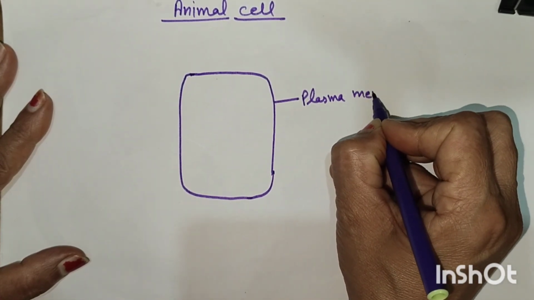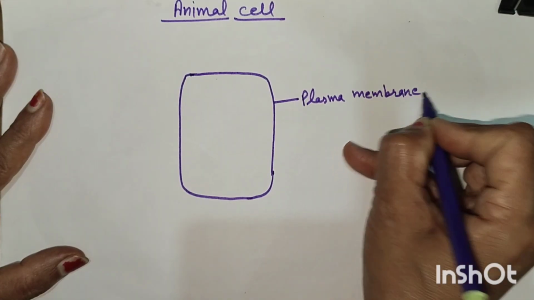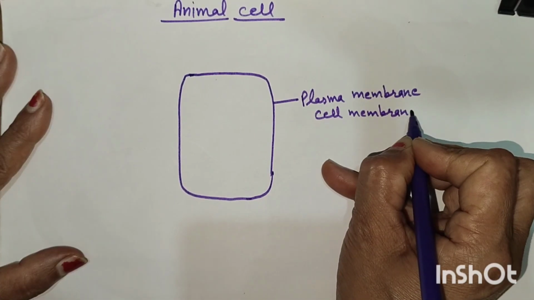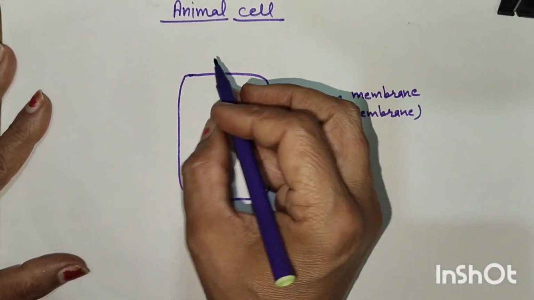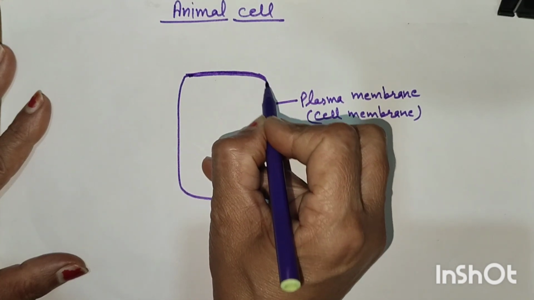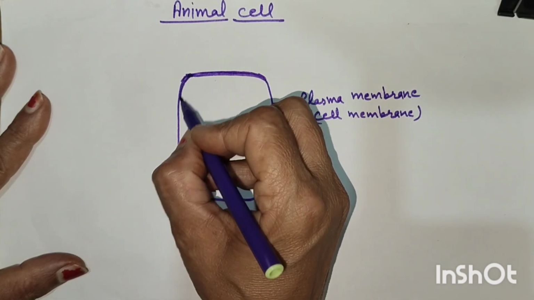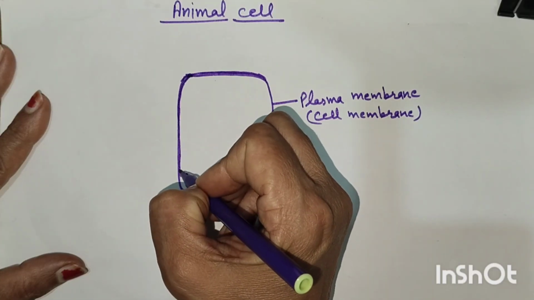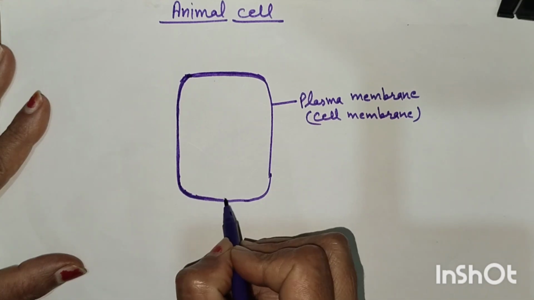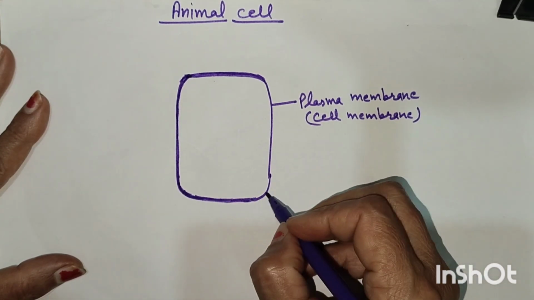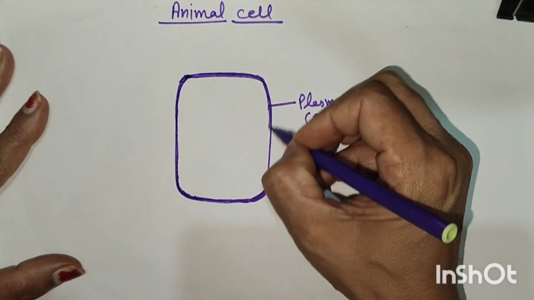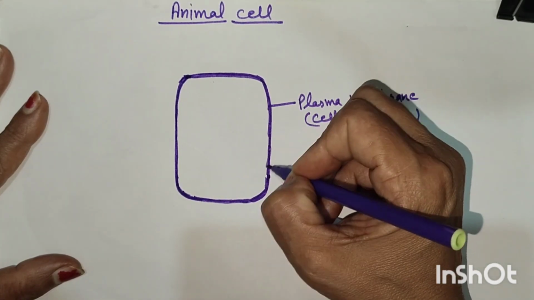Plasma membrane or cell membrane. It is highly elastic. It is also called selectively permeable membrane because it selects the material for entry and exit within the cell. This is called plasma membrane or cell membrane.